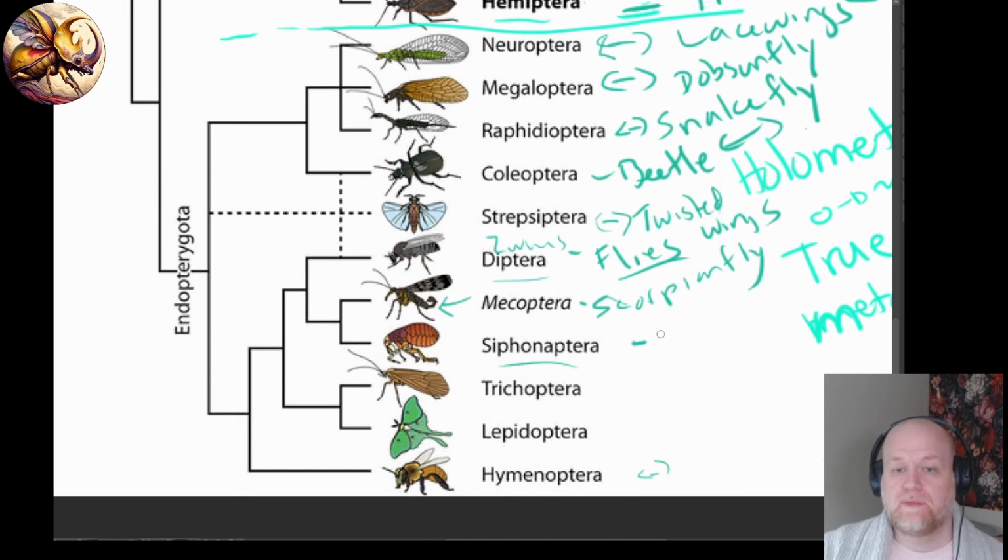Siphonoptera are the fleas. So if you have pets, you are familiar with these. These are the blood-sucking fleas. They can also get onto people, and they spread lots of diseases. So make sure that if you do have a pet that you are treating them for fleas.